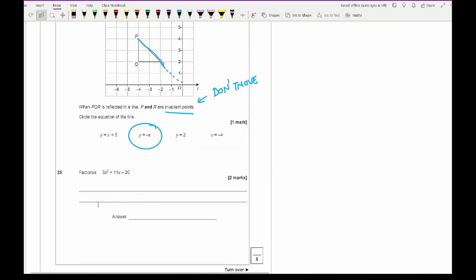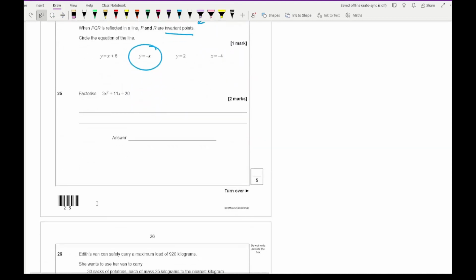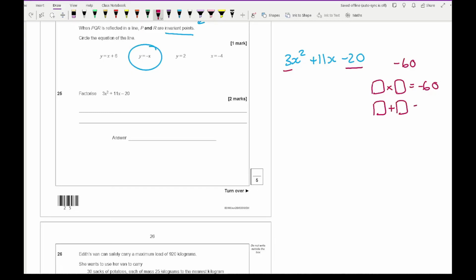For question 25, it says factorise this quadratic. So let me just get rid of the cursor so we've got a bit more room. Here we've got 3x squared plus 11x minus 2. Now it's still worth 2 marks, so you either get it right or you get it wrong. I'm just going to do the magic number way. So here I've got a magic number of minus 60. Two numbers that multiply together to equal minus 60, but added together to give me 11.